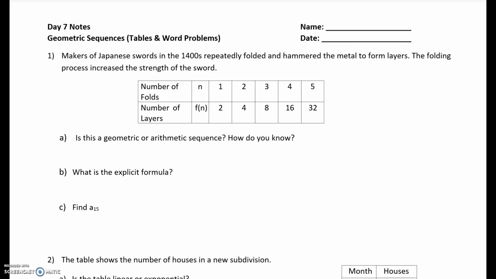Hey guys, we're going to look at day 7 notes. We are going to do more geometric sequences. This time we're going to look more from the table and word problems side of that. So let's look here at number 1.